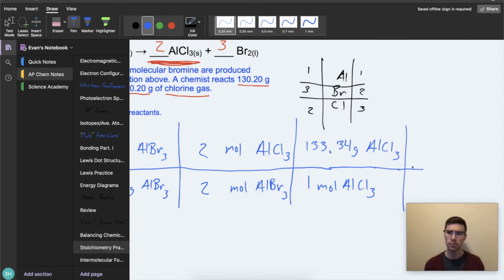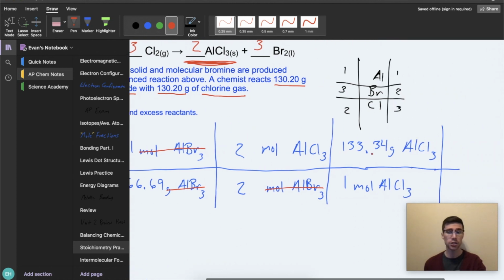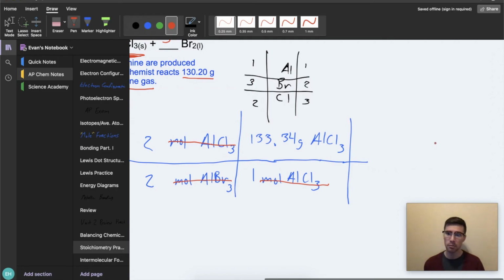Okay, so now let me just check to make sure I did everything correctly. Okay, I started with grams of aluminum bromide. I converted from grams to moles of aluminum bromide, so I know this unit I'm going to get rid of. Okay, here I converted from moles of aluminum bromide to moles of our product, which is moles of aluminum chloride. So I know both of these are going to cancel out as well. I'm just making sure I canceled all my units correctly. Now here I converted moles of aluminum chloride to grams by multiplying by the molar mass. So I'm getting rid of moles, which means our final answer here is going to be in some amount of grams of aluminum chloride.